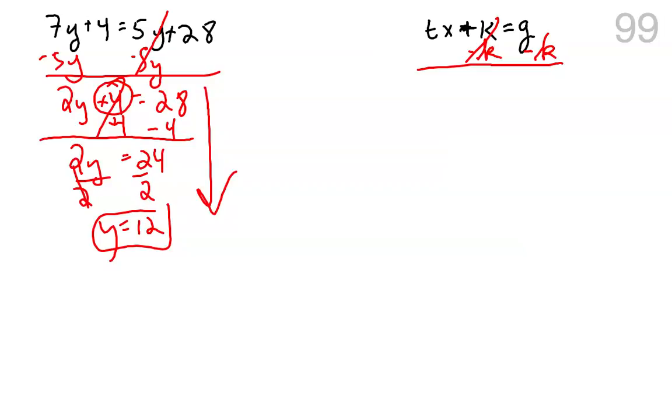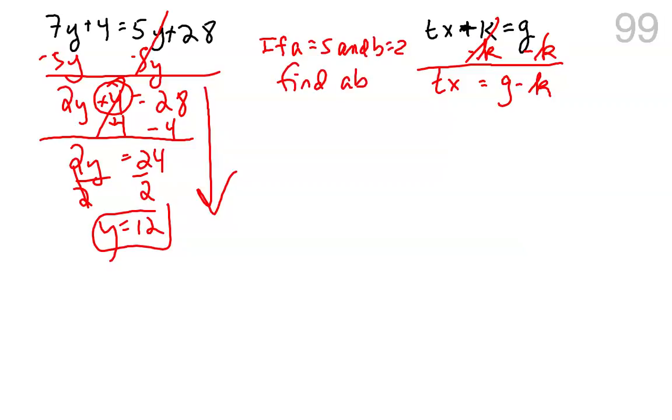Did I touch the tx? No. So tx equals g minus k. Let's pause for a second. If I tell you this, if a equals 5 and b equals 2, find ab. What is that? Multiply. Good. What do you get? 10, right? 5 times 2 is 10. So if ab means multiply, what does tx mean?